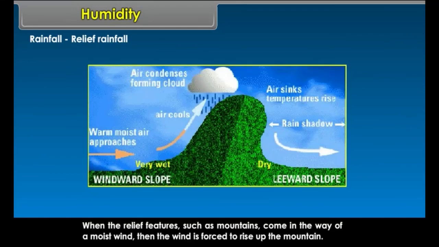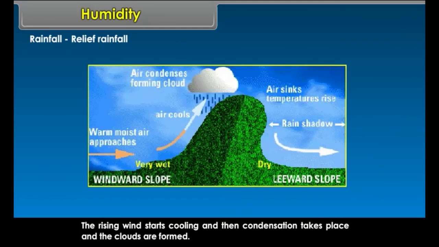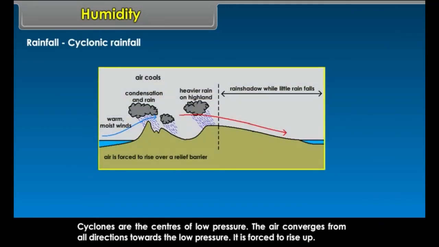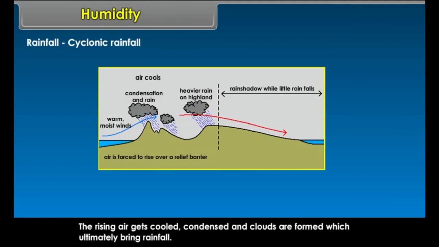Relief rainfall. When the relief features such as mountains come in the way of a moist wind, then the wind is forced to rise up the mountain. The rising wind starts cooling and then condensation takes place and the clouds are formed. Cyclonic rainfall. Cyclones are the centers of low pressure. The air converges from all directions towards the low pressure. It is forced to rise up. The rising air gets cooled, condensed and clouds are formed, which ultimately bring rainfall.